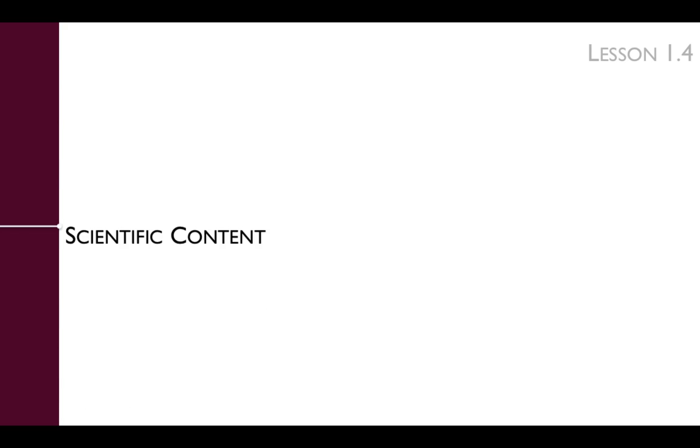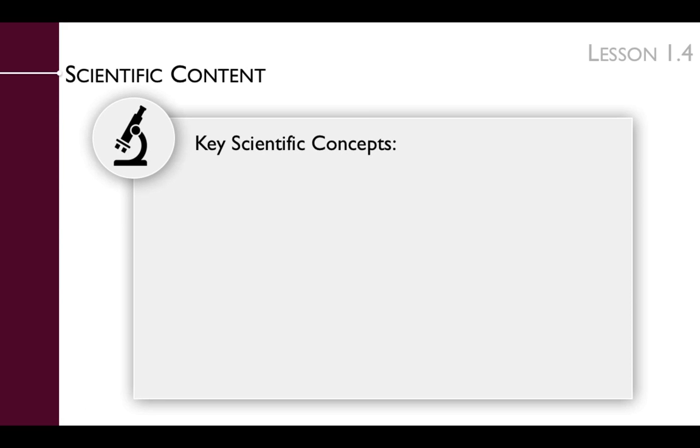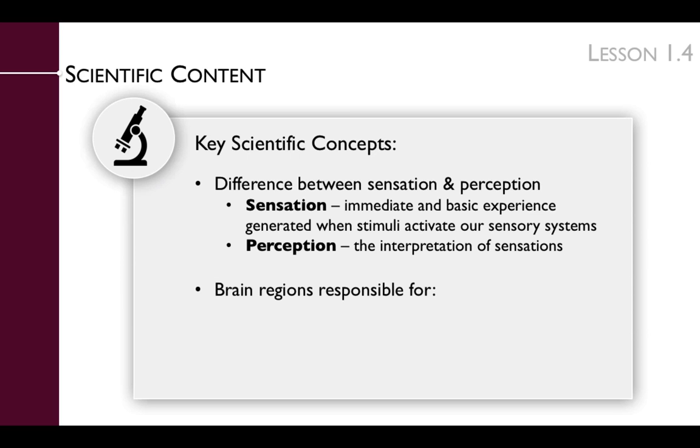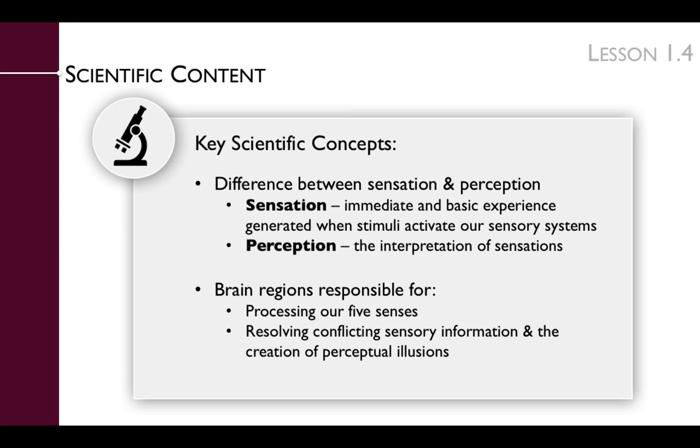To prepare for this lesson, you'll need to review the key scientific concepts presented in it. They include the difference between sensation and perception, sensation being the immediate and basic experience generated when stimuli activate our sensory systems, and perception being the interpretation of those sensations. The lesson will also discuss the brain regions responsible for processing our five senses, resolving conflicting sensory information, and the creation of perceptual illusions.